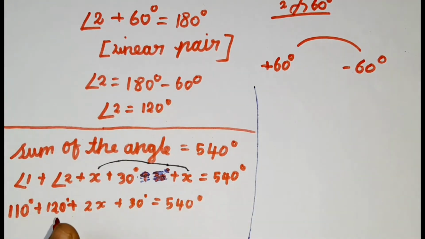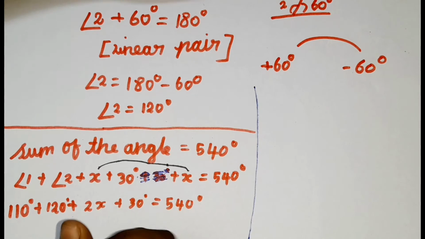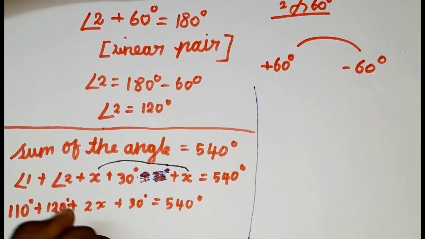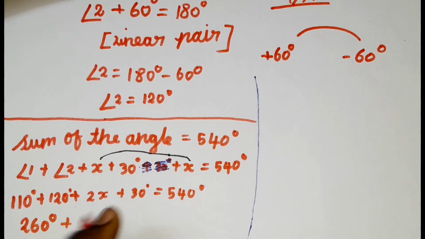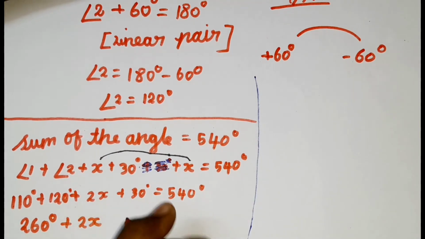Okay. So now we should add all this up. 110 plus 120 plus 30. So 120 plus 30 is 150. 150 plus 110 is 260 degree. So 260 degree plus 2x, because we didn't solve that yet. Okay, so 2x is equal to 540 degree.